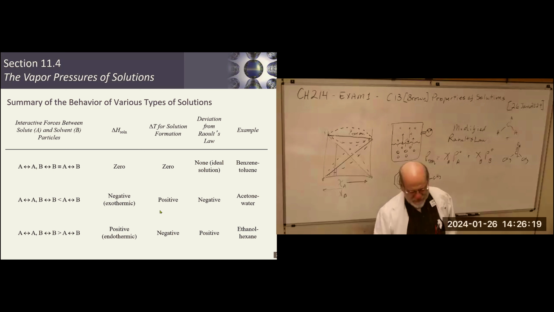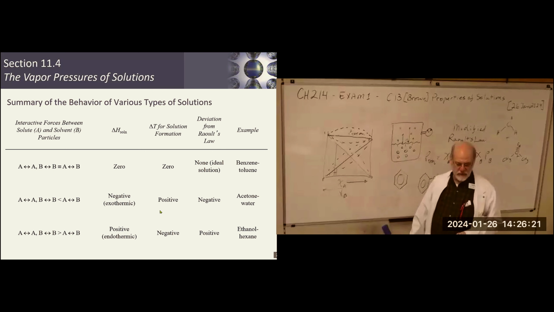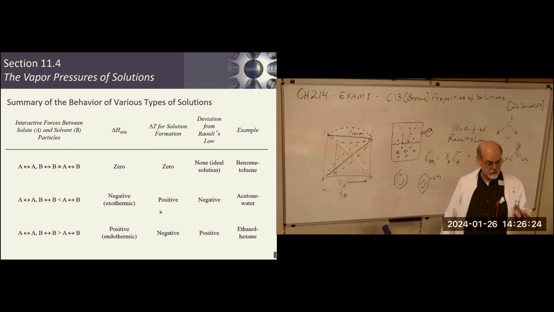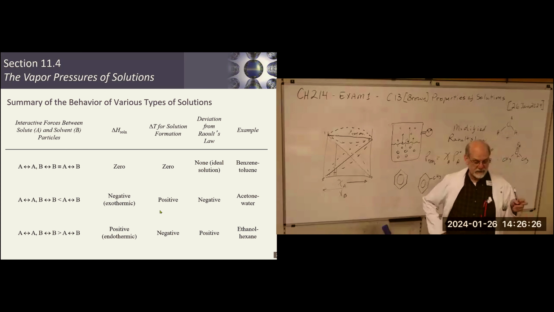Now for ethanol and hexane, they don't like each other. They're soluble in one another, but they still repel one another because ethanol has the hydrogen bonding available. Hexane is completely nonpolar.